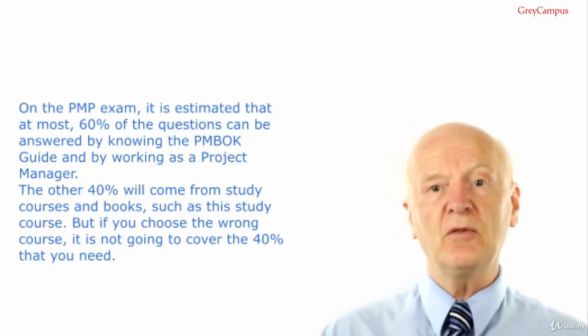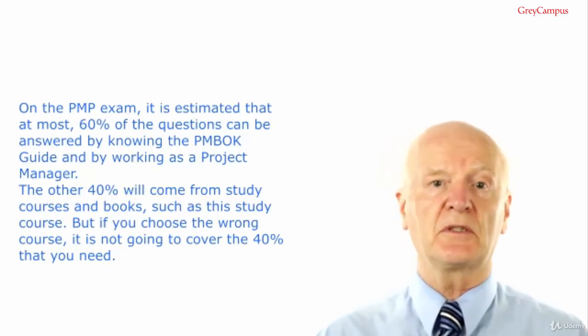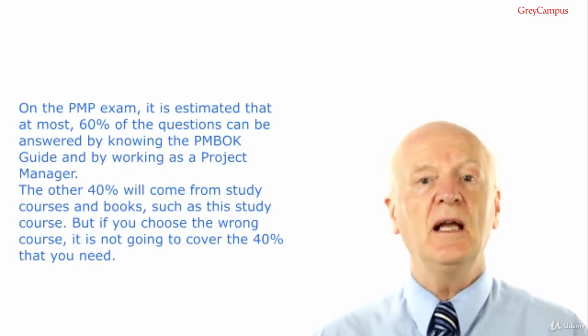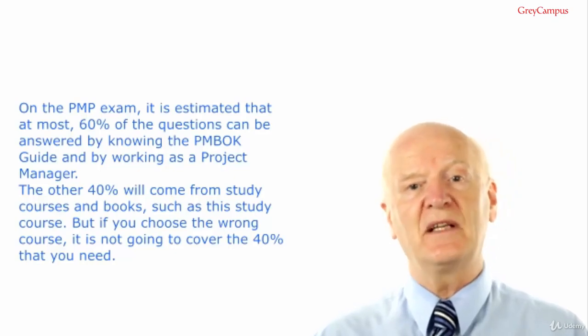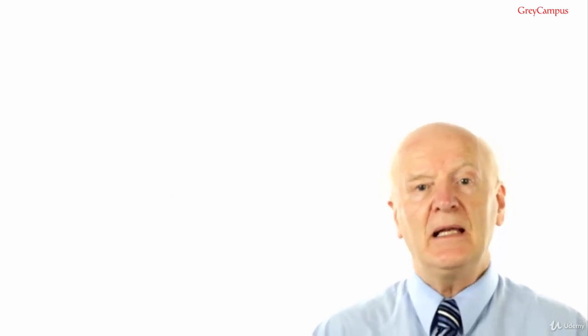The other 40% will come from study courses and books. But if you choose the wrong course, it's not going to cover the 40% that you need. There is a long history to the exams and how they are marked, and I've lived through all of them. It would take too long to cover today, but I would just say two things about the pass mark.